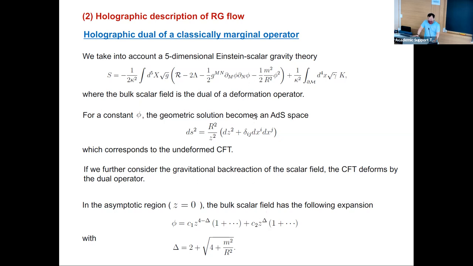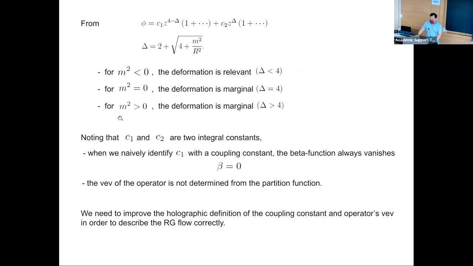So the power of the radial coordinate corresponds to the conformal dimension of the dual operator of pi. This is the dimension of the dual operator, and 4 minus delta corresponds to C1, which we usually identify as a source, or we can also call it a coupling constant. So this is the relation between the bulk mass and the conformal dimension of the dual operator. But this description is a classical description. Depending on the bulk mass, we can classify the dual operator as relevant, marginal, or irrelevant. So this is the traditional interpretation.